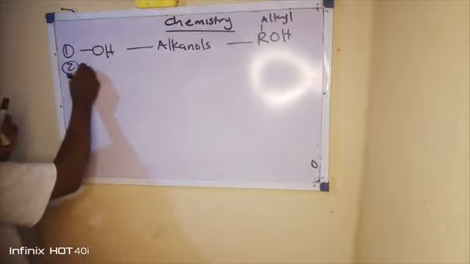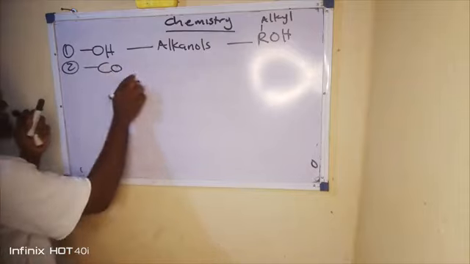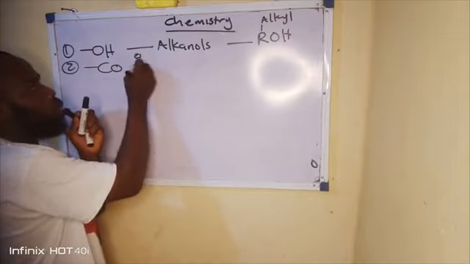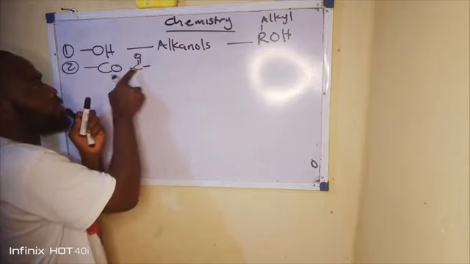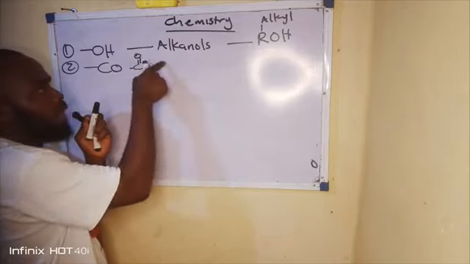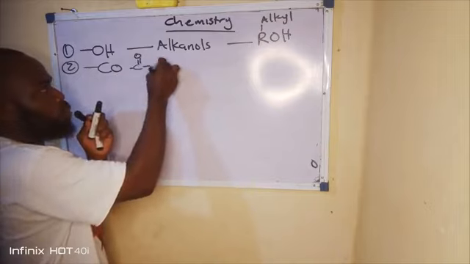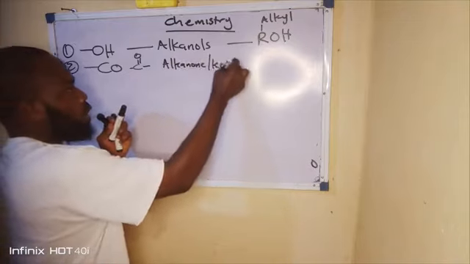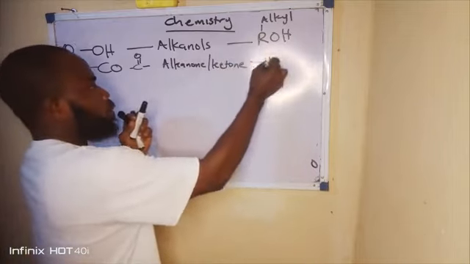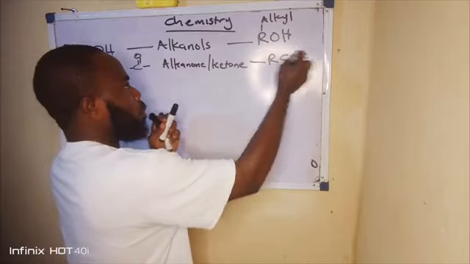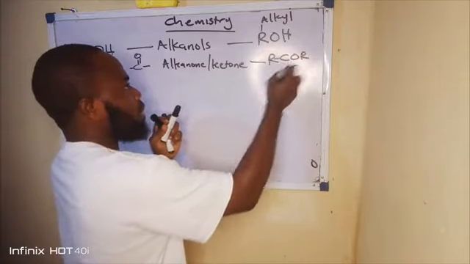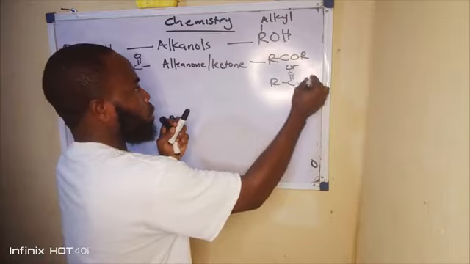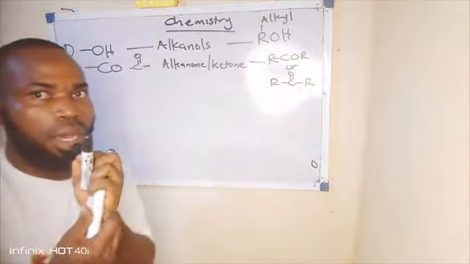So number 2, we have the CO. Now this CO is the carbonyl group. Either it's represented like this, or like C double bond O. Any compound that has this is known as what? An alkanone, or you can simply say a ketone. Good. So ketones have a general formula of RCOR. Most times it's represented as R-C double bond O-R. Yes, this and this are obviously the same thing.